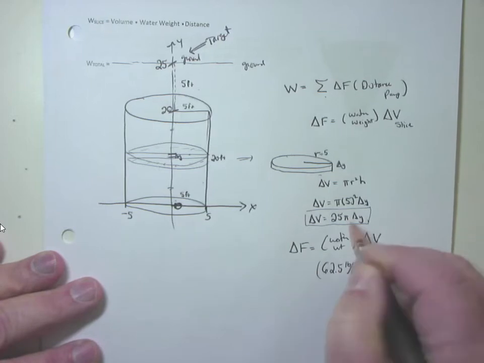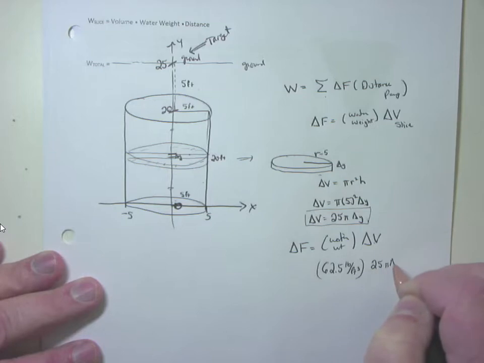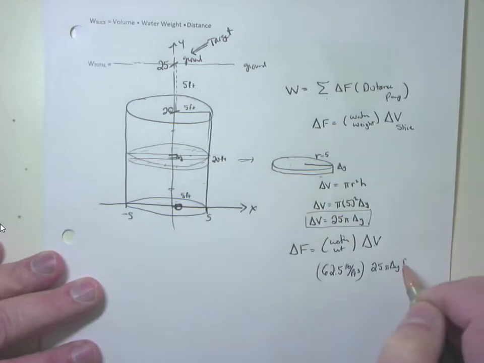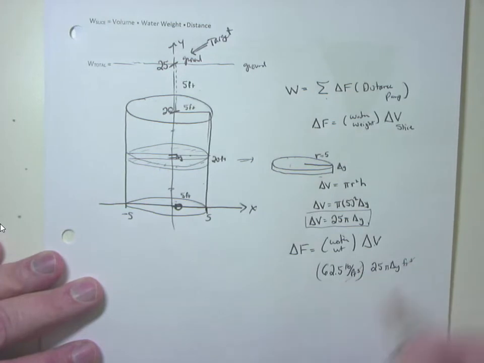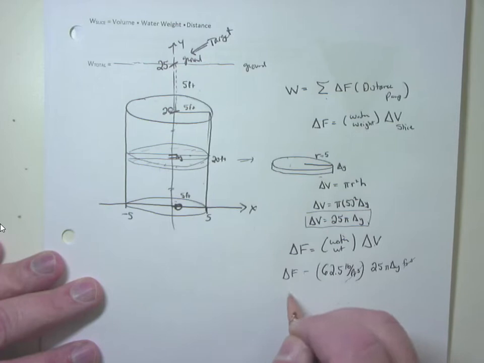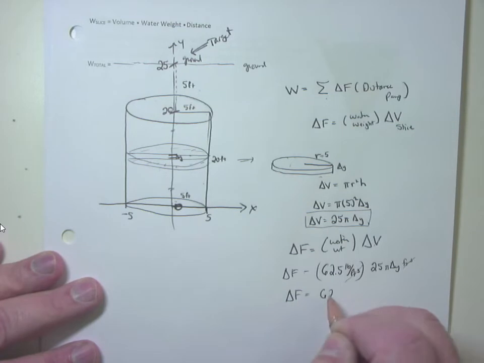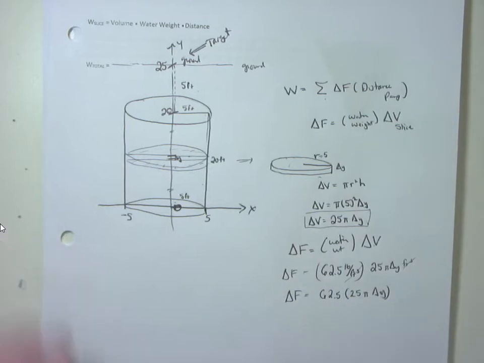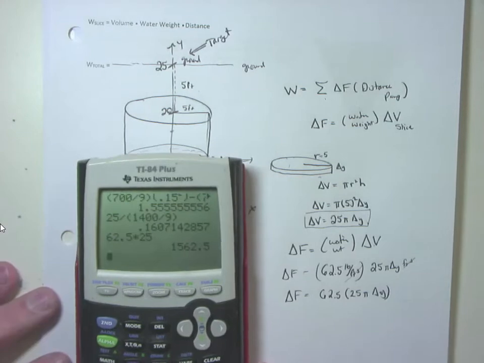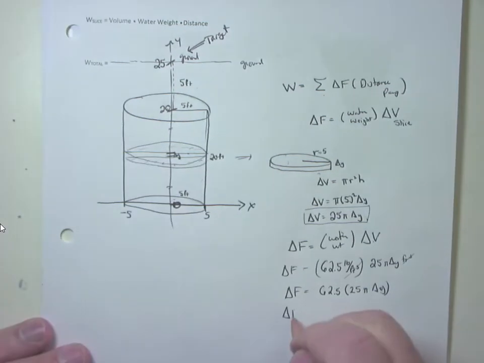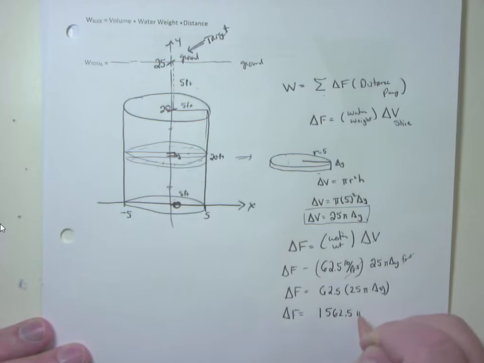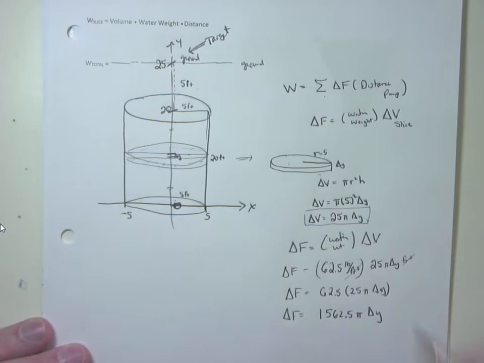The little delta volume slice is 25 pi delta Y, and this is a little volume here. So it's officially in feet cubed, just to let you know that your units end up canceling. That's why it's a change in force. So your delta force ends up being equal to 62.5 times 25 pi delta Y. And I'm just going to clean that up on my calculator. 62.5 times 25 is 1,562.5. So my delta force is equal to 1,562.5 pi delta Y. You with me?